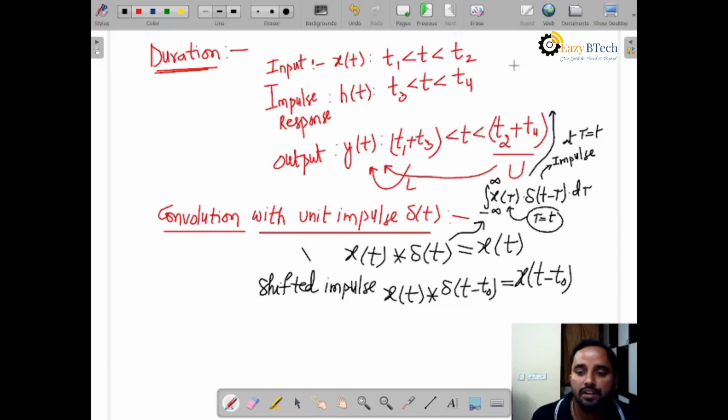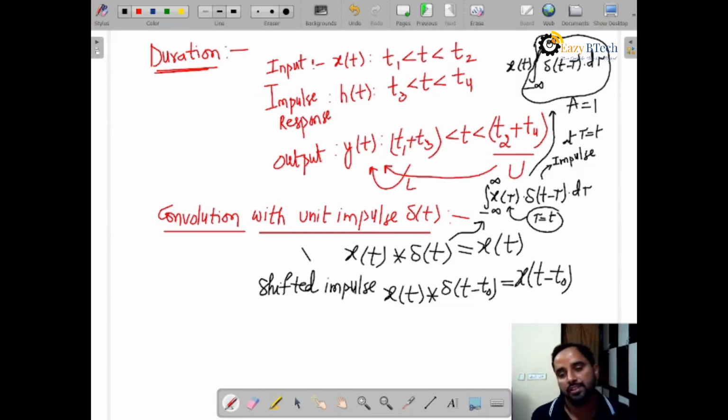We get x of t, with tau equal to t, so x of t I can write outside the integral, and the integral from minus infinity to plus infinity of del of t minus tau d tau. This integral represents the area under the impulse, which is equal to 1. So 1 into x of t, the answer is x of t. That's all.